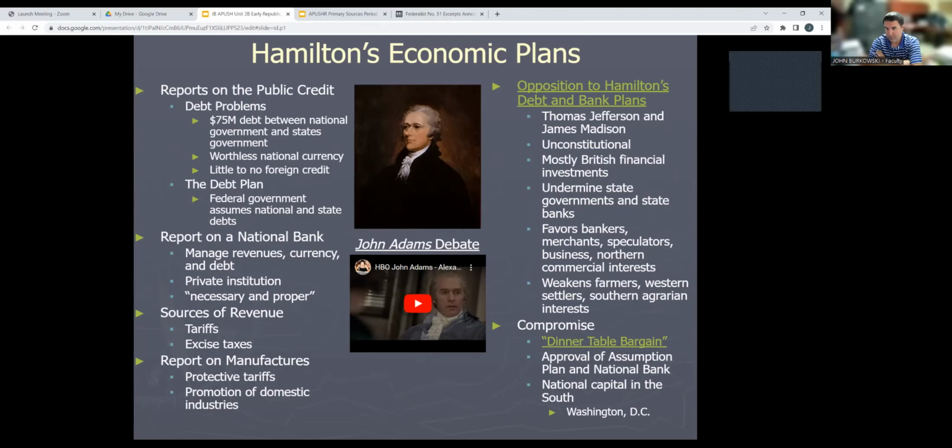Okay, here we go. This is going to get very technical, especially when it comes to economics. So we've got to look at Hamilton's economic plan. Again, we have to understand his perspective. He's a nationalist. He's a Federalist. He was one of the co-authors of the Federalist Papers. He advocated for a strong central government. He advocated for further empowering the national government, especially when it came to economic regulation.